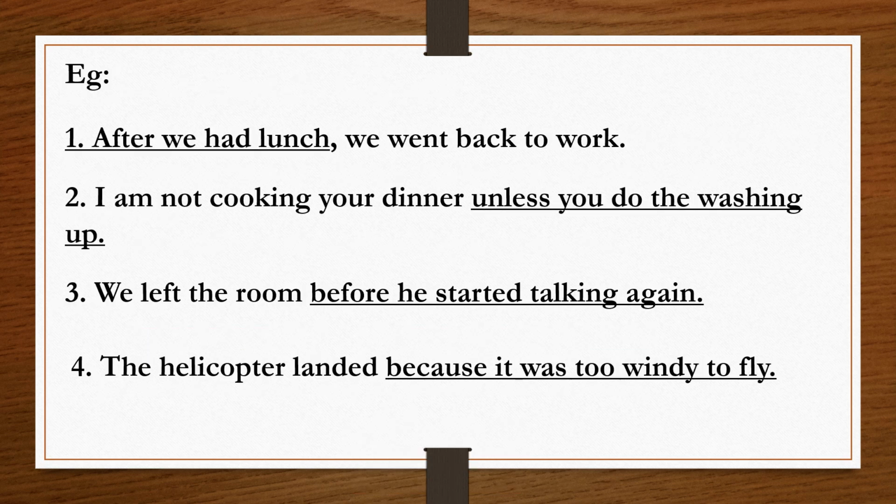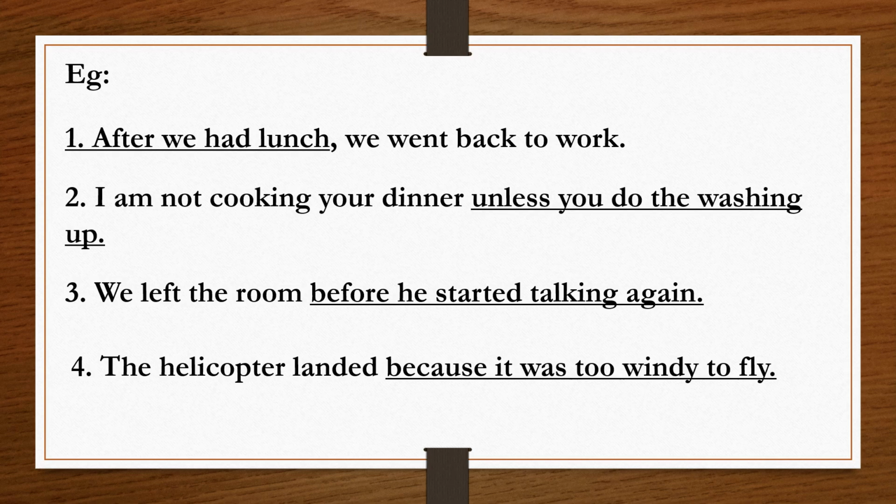Here are some examples of sentences that show the subordinate clause. The first sentence: After we had lunch, we went back to work. The group of words "after we had lunch" does not stand alone and make complete sense, but it is dependent on the other part of the group of words to complete its meaning. This group of words begins with a subordinating conjunction. Hence, it is the subordinate clause of the sentence.